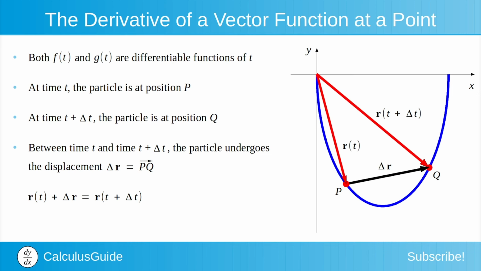If we subtract r of t on both sides of this equation, we get that the displacement vector delta r is equal to r of t plus delta t minus r of t. The displacement vector delta r is equal to the difference between the particle's position at time t plus delta t and the particle's position at time t.